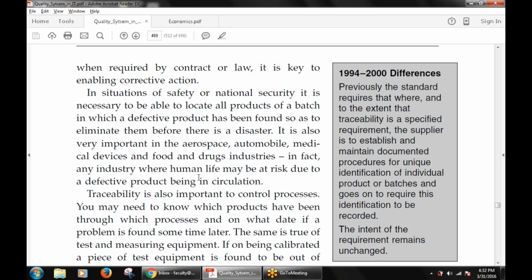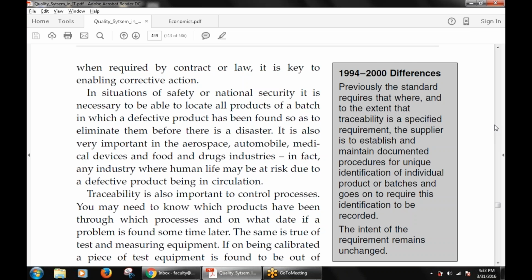And traceability is also important to control processes. Whenever you want to control the process, it is carried out by traceability, and you may need to know which products have been through which process. That means what the various products are that have been through which process, and on what date, if a problem is found. So that means we have to trace things, using the traceability available.